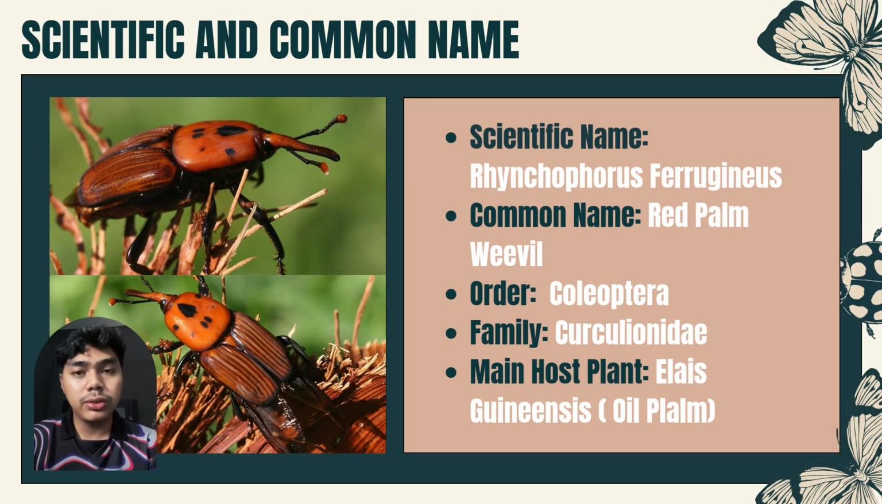So before we go through more about the pest, I will explain about the scientific and common name. The scientific name is Rhynchophorus ferrugineus and the common name is red palm weevil. It belongs to the order Coleoptera. The family of this pest is Curculionidae. This is one of the most dangerous pests in oil palm plantations. So let's see the impact on the oil palm.